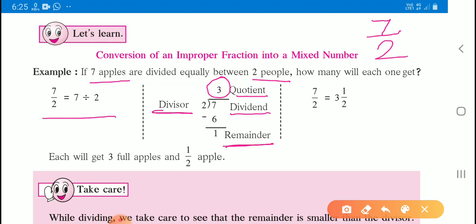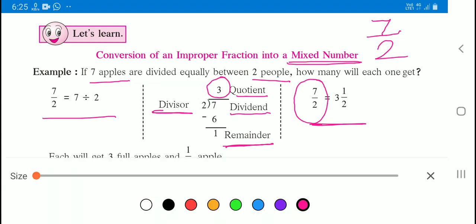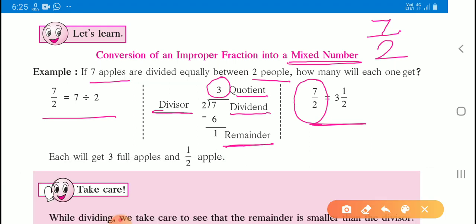Now look, 7 upon 2. We have to write in mixed number. This 7 upon 2 is known as the fraction. We have to write this in mixed number. So how to write? While writing these, first we have to do the division of these numbers. Okay, we did the division. After that, whatever quotient will be there, that we have to write first. So we had written here 3.